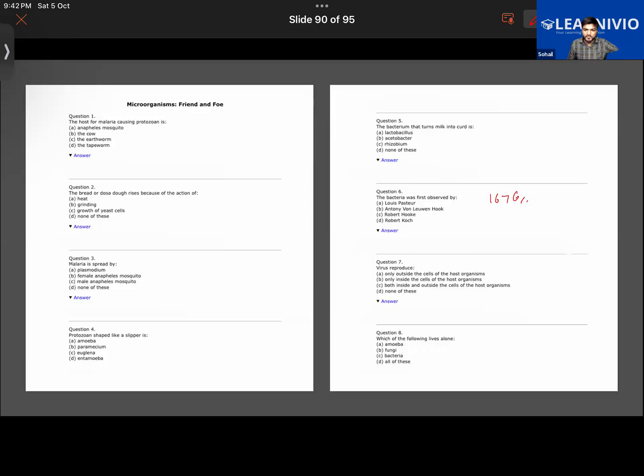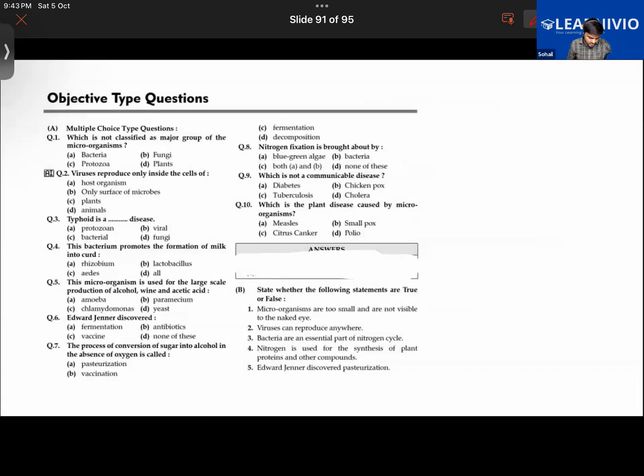Next. Only inside the cells of host organisms. Next. Lives alone. Fungi? No, fungi can be found living in amoeba. Bacteria are found living in colonies, basically in groups, and fungi also. All right. Which of these is not classified as a major group of microorganisms? Plants. Good.